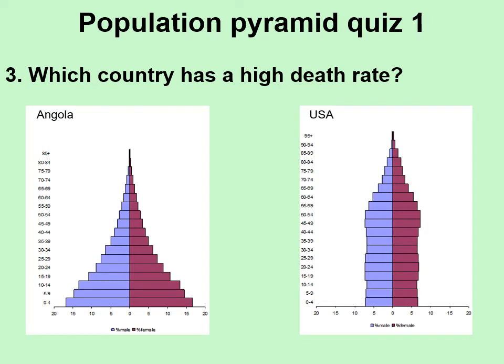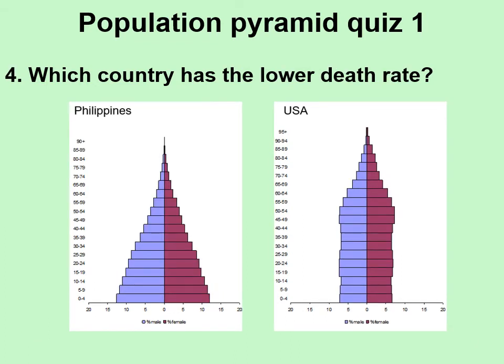Question 3. Which country has a high death rate? So which of these countries, Angola or the USA, has the high death rate? Remember, you might want to look at the sides of the pyramid for this. And question 4. Which country has the lower death rate? So is the death rate lower in the Philippines or the USA?